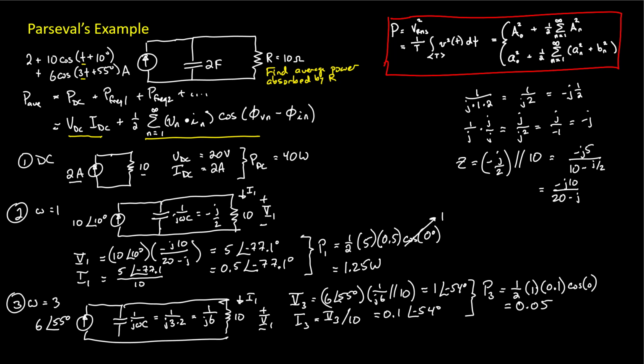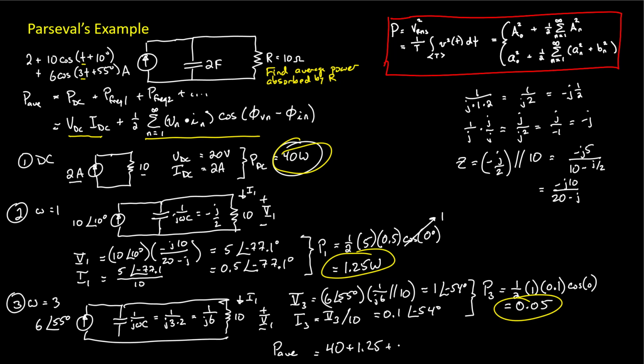And so therefore, we can now answer the entire question, which is that the P average is going to be equal to 40 from our DC component, plus our first harmonic plus our next harmonic. So all told, that gives us 40 plus 1.25 plus 0.05, which rounds to 41.3 watts. And that's our answer.